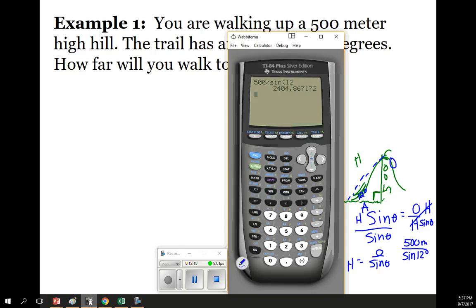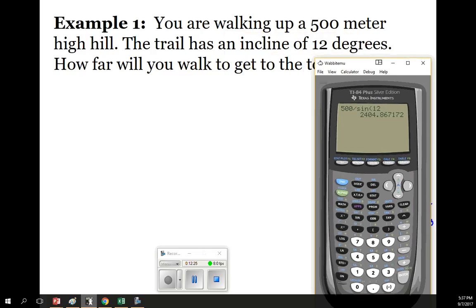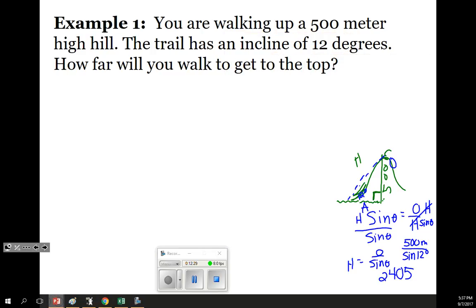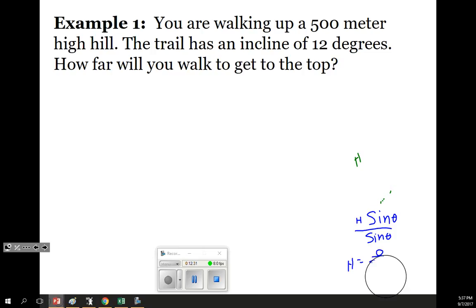Now, I would ask you to write your answer as a whole number. So 2,405 would be what I would want you to give me for a question like that. Okay, so we can clear that. All right, and we can move on to the next question.